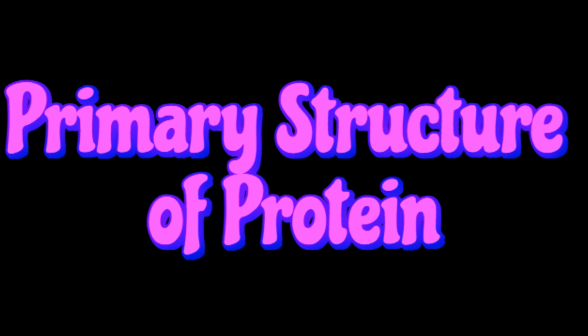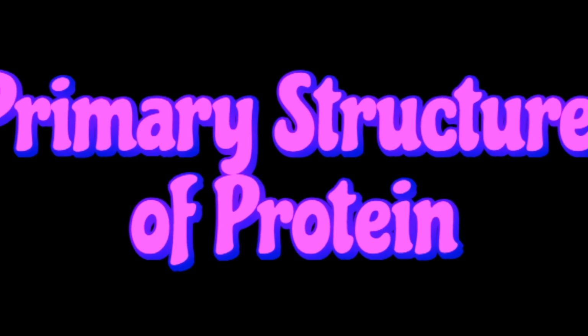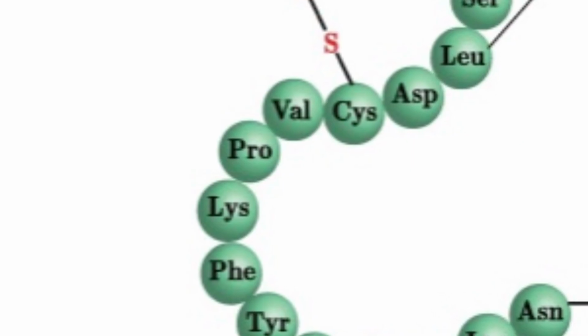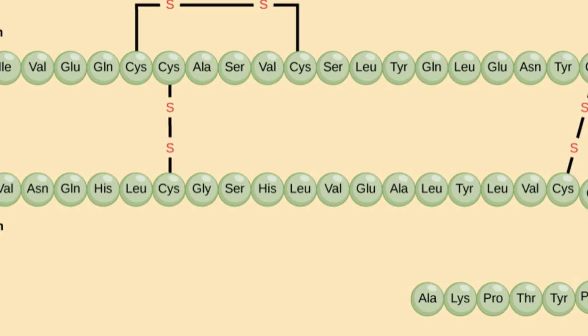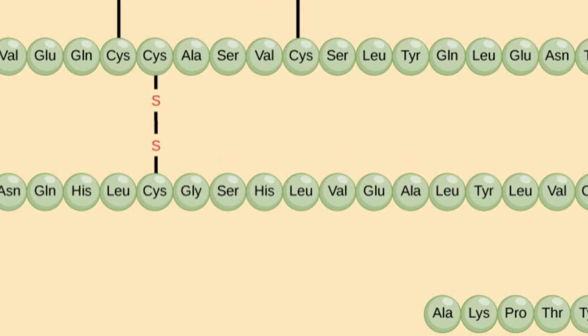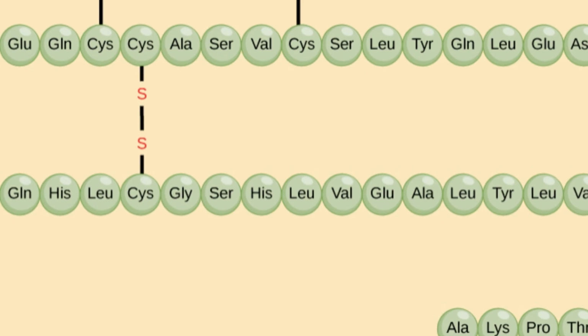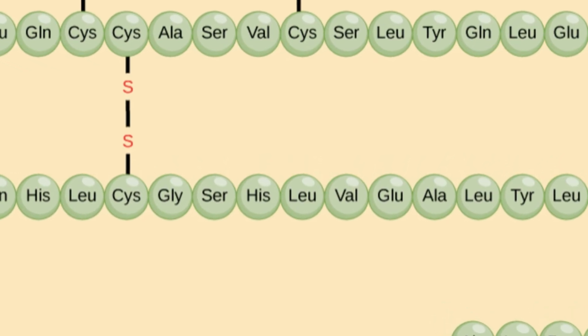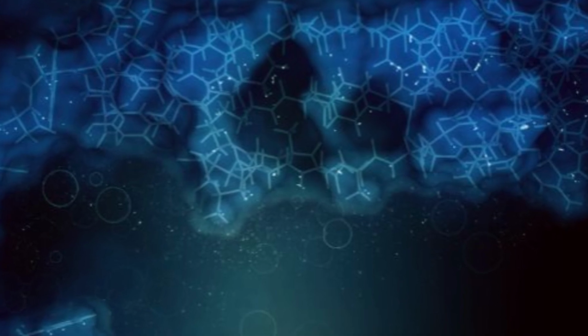Primary structure of protein. The primary structure of a protein is simply the exact, specific ordering of amino acids forming its chains. Think of it as the most fundamental level of protein organization. These chains, called polypeptide chains, are made up of amino acids arranged in a precise sequence. This sequence is absolutely critical because it determines the protein's final 3D fold and ultimately, its function.